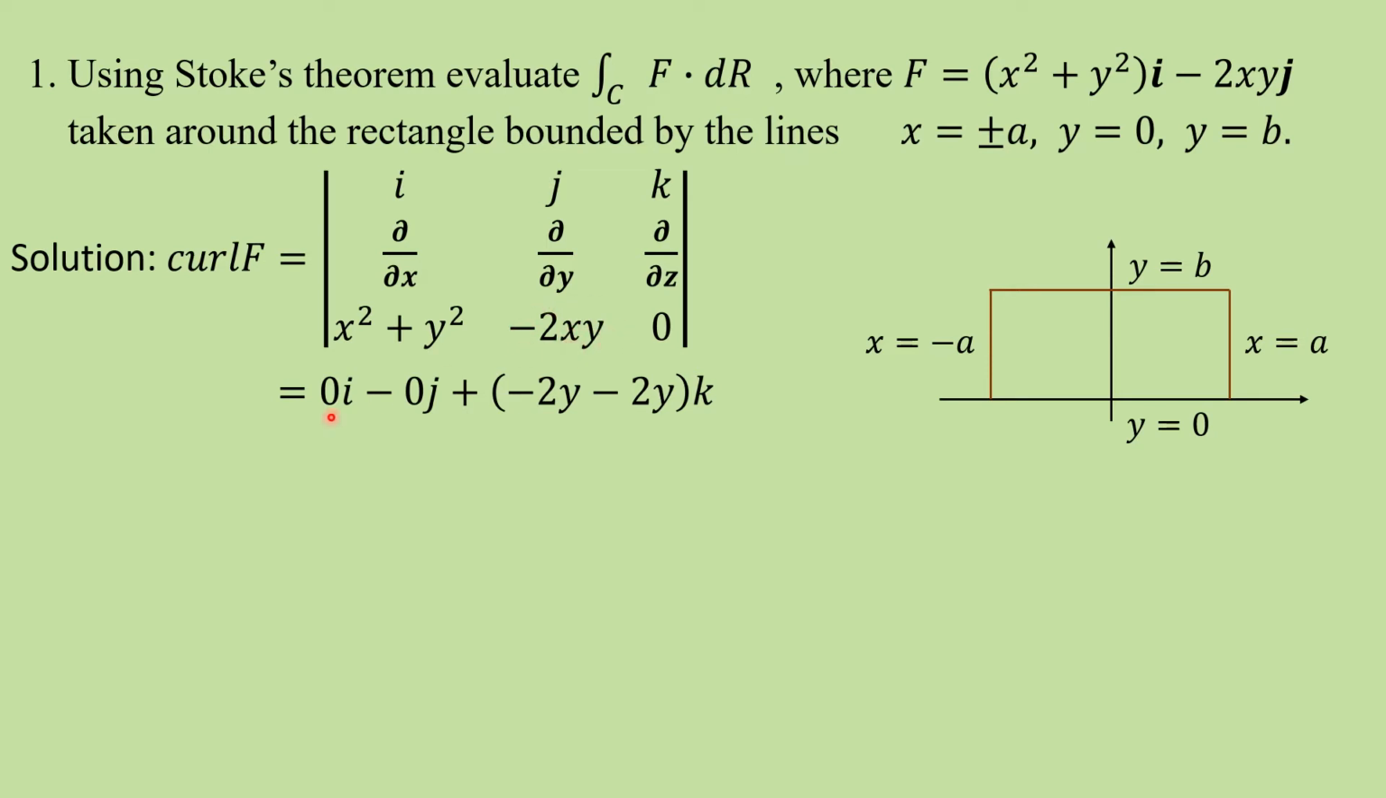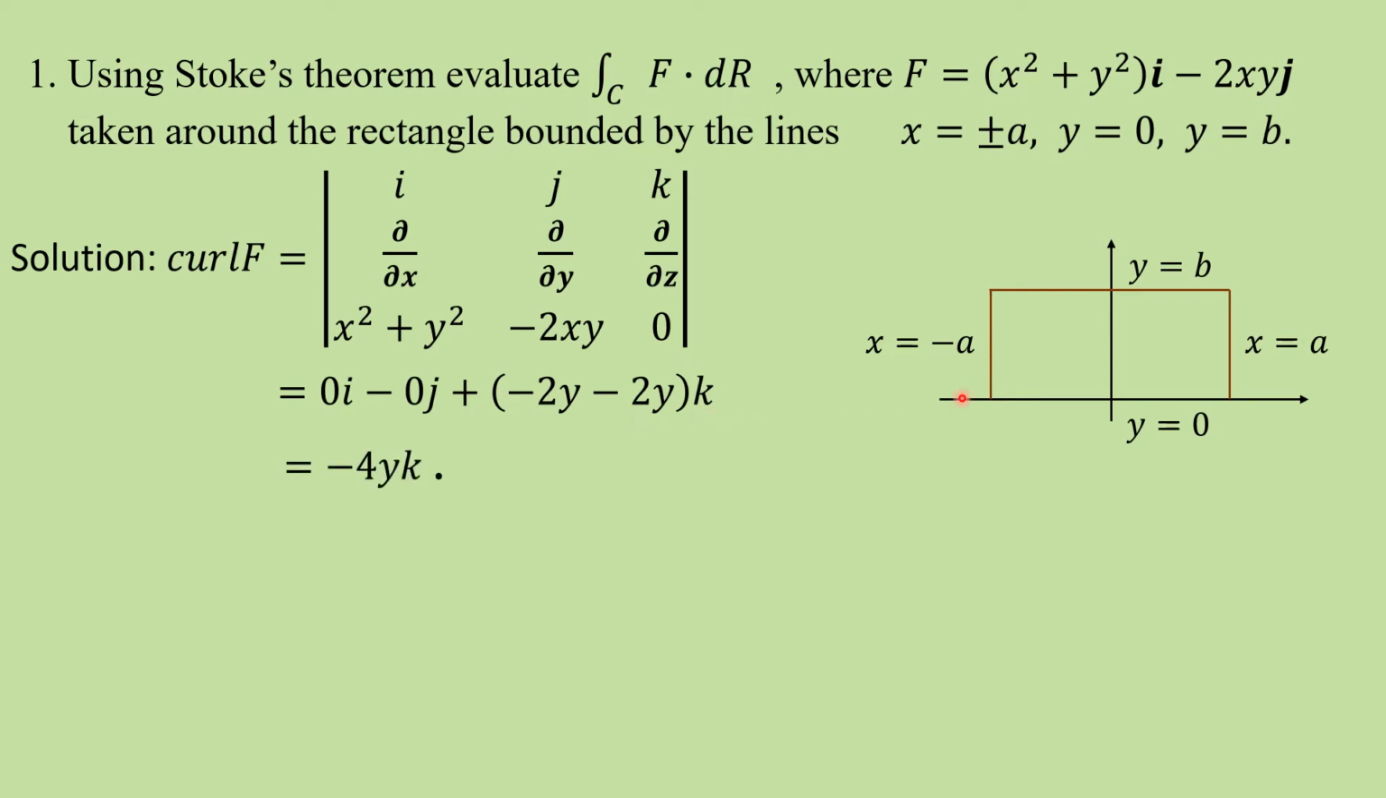So the component of i is 0, minus j times dou by dou x of 0 minus dou by dou z of x square plus y square. Partially differentiating with respect to z, once again it is a constant, so the component of j is also 0. Plus k times dou by dou x of minus 2xy, whose derivative with respect to x is minus 2y, minus dou by dou y of x square plus y square, that is minus 2y. So curl f is now minus 4y k.